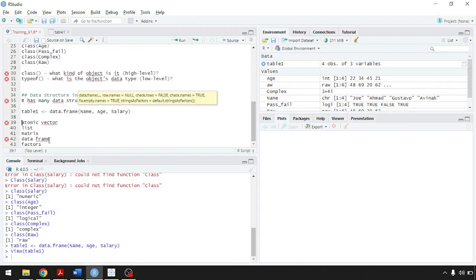I'll teach each of these structures as I move along, as I will be introducing data analysis models. But for right now, it's important to understand what a data frame is.